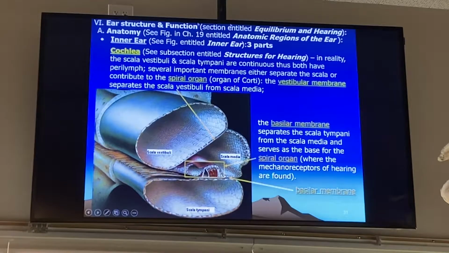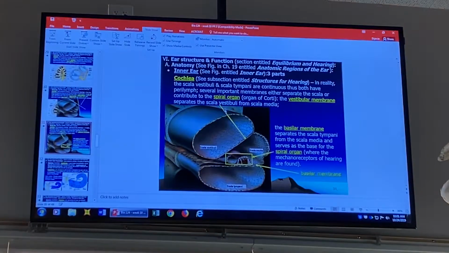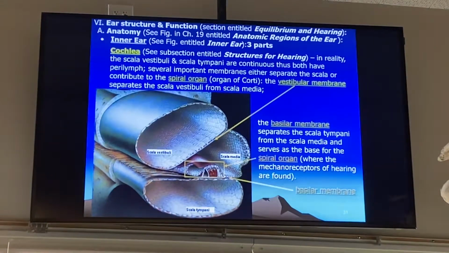I'm gonna change this whole lot. Is that just cause it's thicker? Yeah. That's right. Okay.